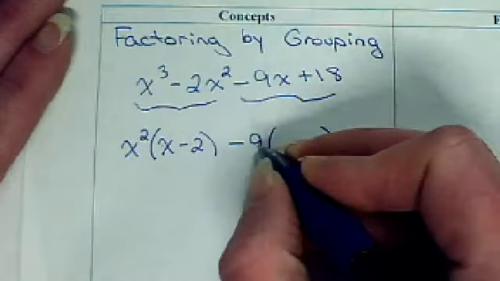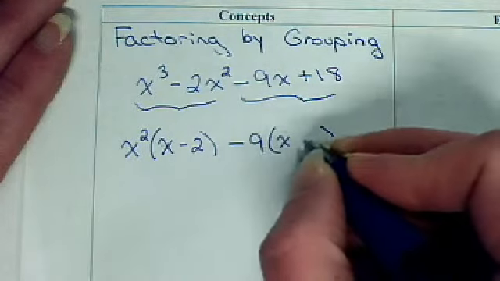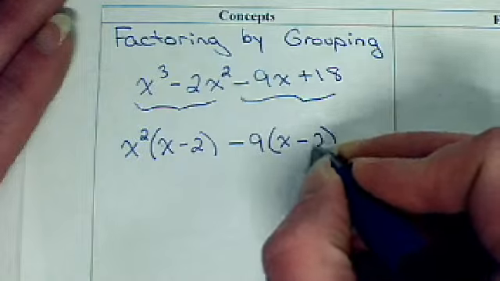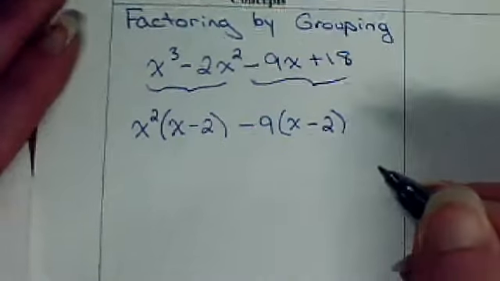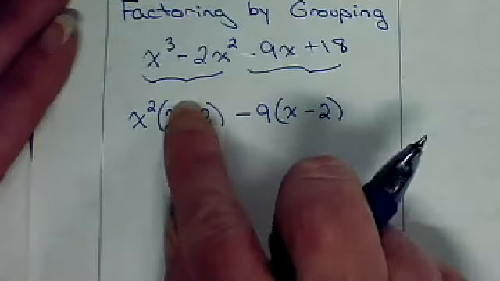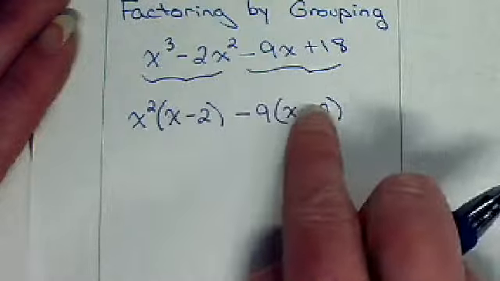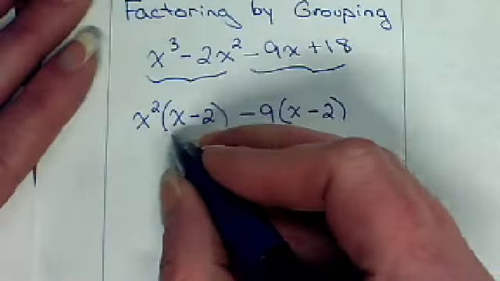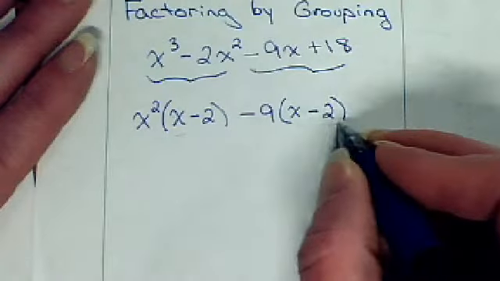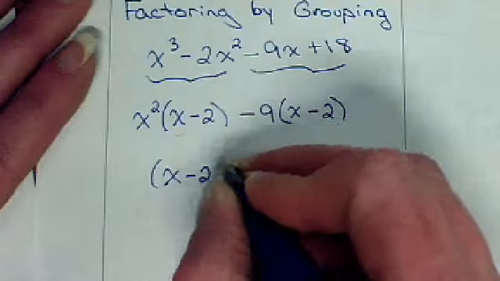And what's going to be left? Negative 9 times x gives me negative 9x. And negative 9 times a negative 2 gives me a positive 18. Now, if we notice, this bubble, or the factor, is the same in each of these 2 terms. So I'm going to actually factor out that factor, that bubble, x minus 2.